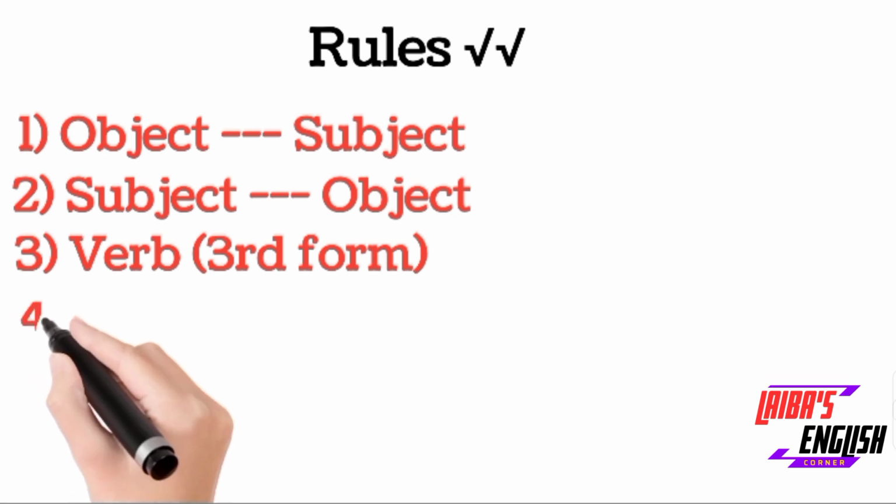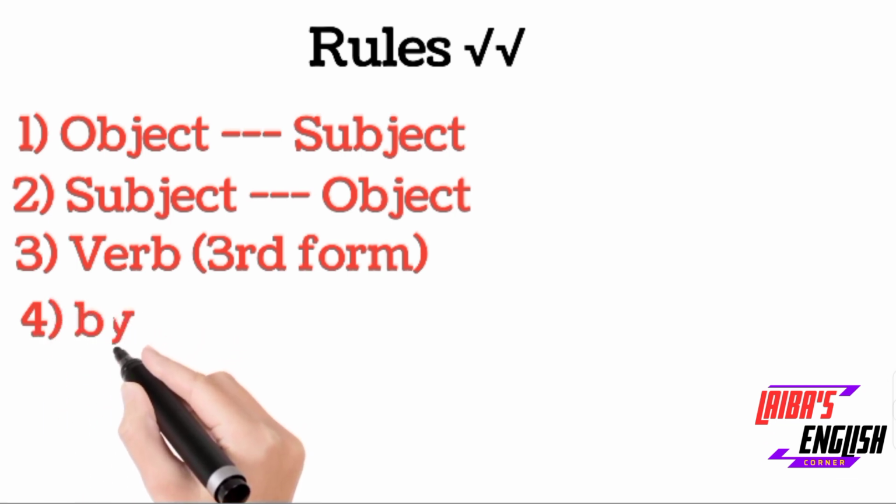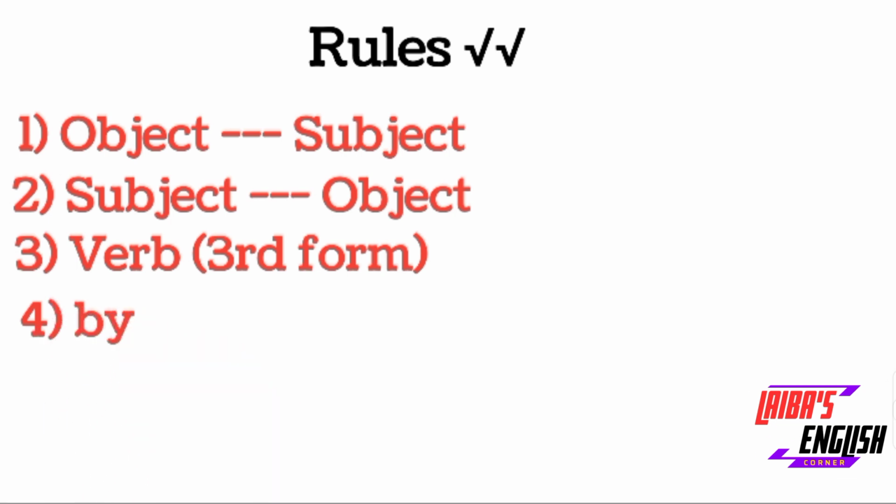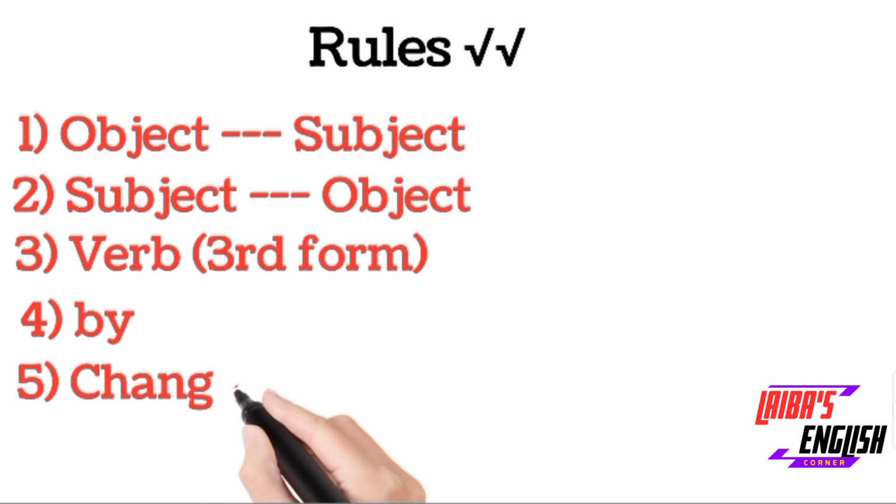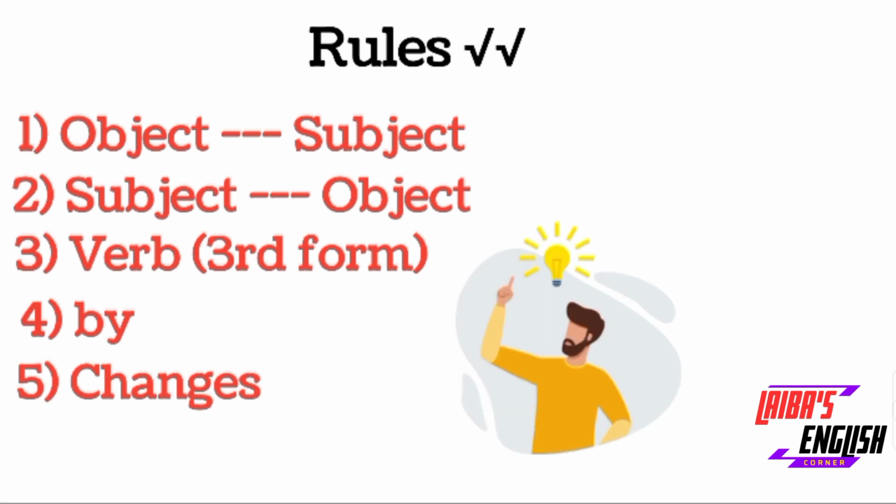Third is, you have to use the third form of the verb. Always, whether it is past tense, present tense or future tense, you have to use the third form. With the third form, you have to use by. And at the end, you have to make some changes. We will see in the next slide what type of changes we have to make in a sentence.